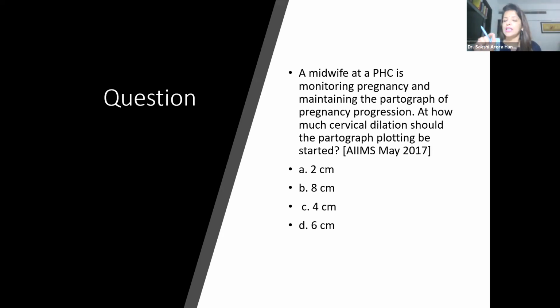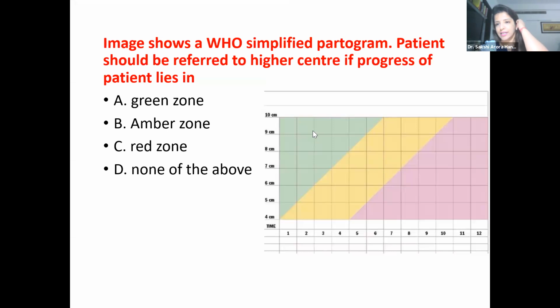So whenever they ask you about partogram, whenever they ask you about WHO, always remember that partogram plotting begins from the active phase, and active phase as per WHO or as per the modified partogram, it begins at 4 centimeters dilatation. But for all clinical questions, it begins at 6 centimeters dilatation.